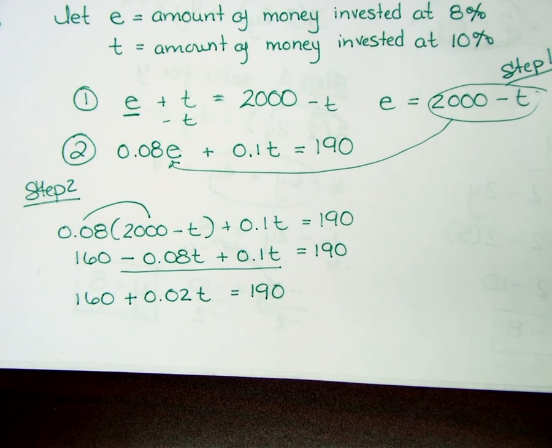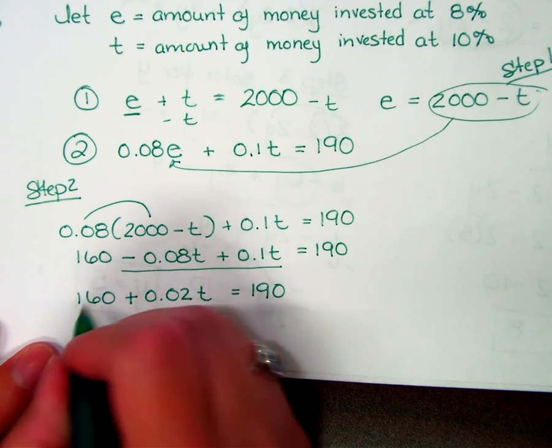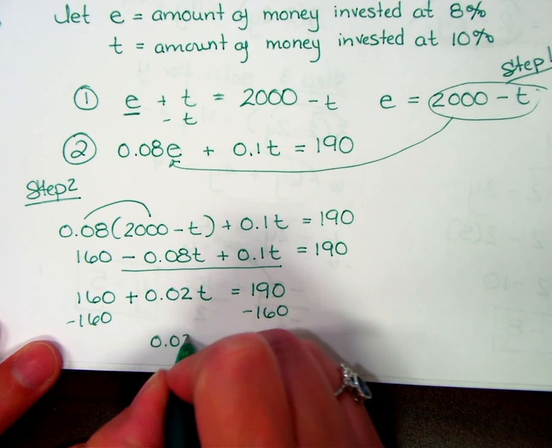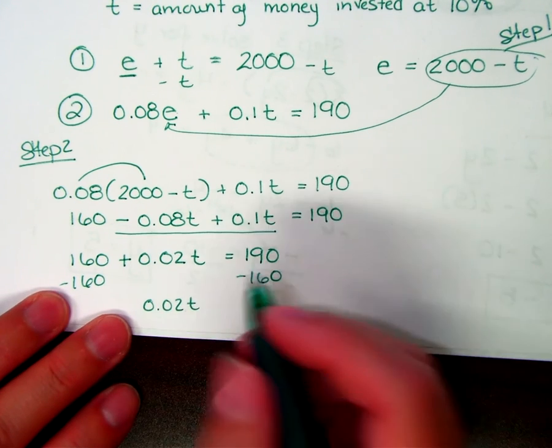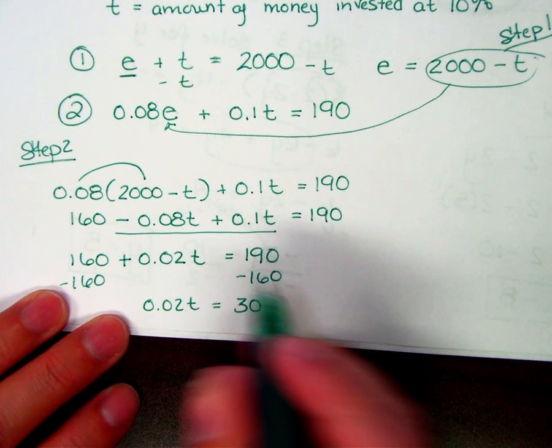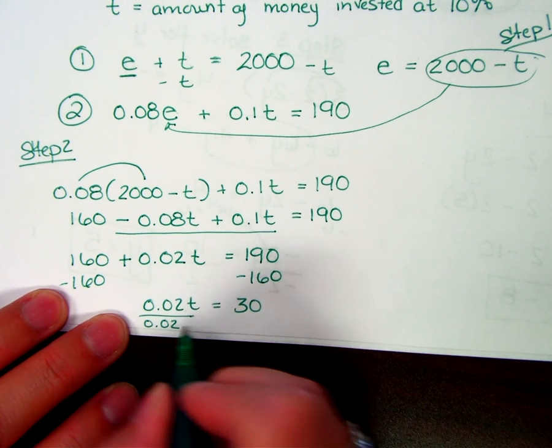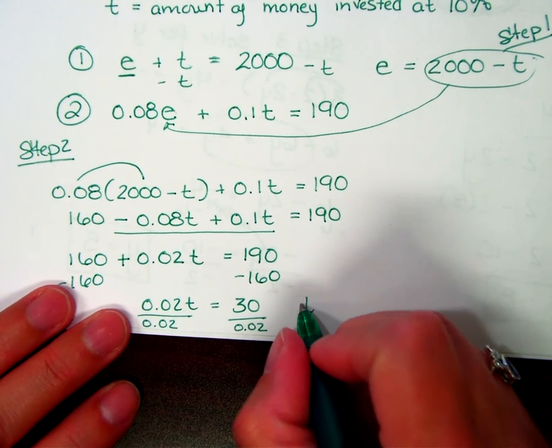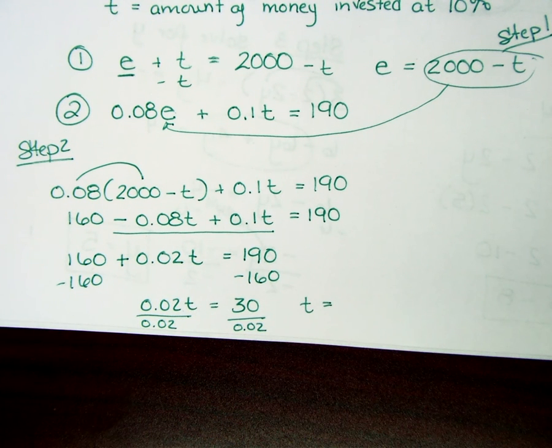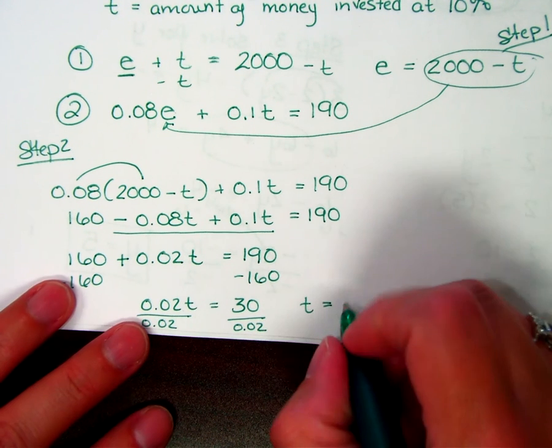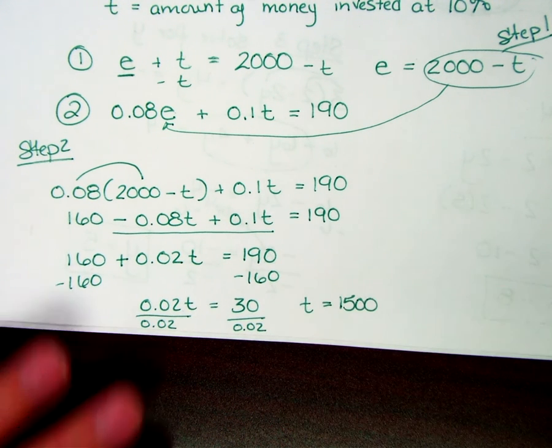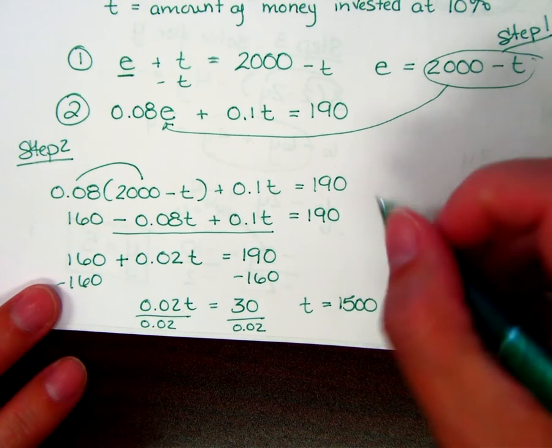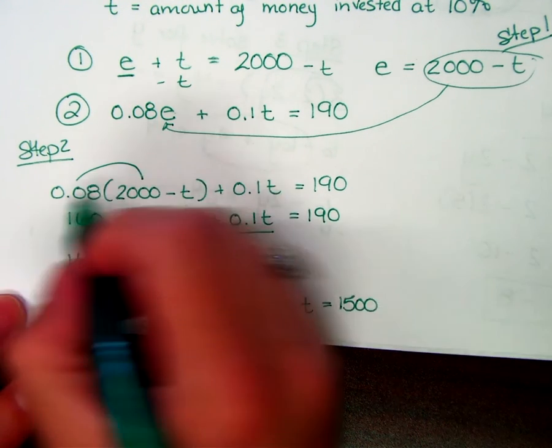Okay, so I want to get the T by itself, so I'm going to subtract 160 from both sides. And I'm going to have 0.02 T equals 30. I'm going to divide by 0.02. In this situation, decimals are really handy. And T is going to equal 1,500. Okay, so nice and easy. We found out what T is. And so that was step 2.